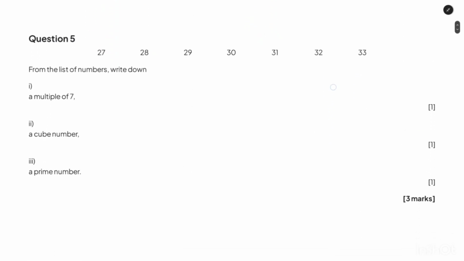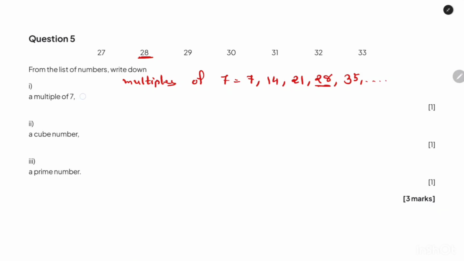Okay. Fifth question. From the list of the numbers, write down the multiple of 7. If I write multiples of 7, so there are 7 ones are 7, 7 twos are 14, 7 threes are 21, 7 fours are 28, 7 fives are 35, and so on. Out of them, yeah, 28 is given in the list. So the multiple of 7 is 28 here. Now cube number. Cube numbers starting from first: 1 cubed is 1, 2 cubed is 8, 3 cubed is 27, 4 cubed is 64, and so on. Out of which 27 is given in the list. So the cube number is 27 here.